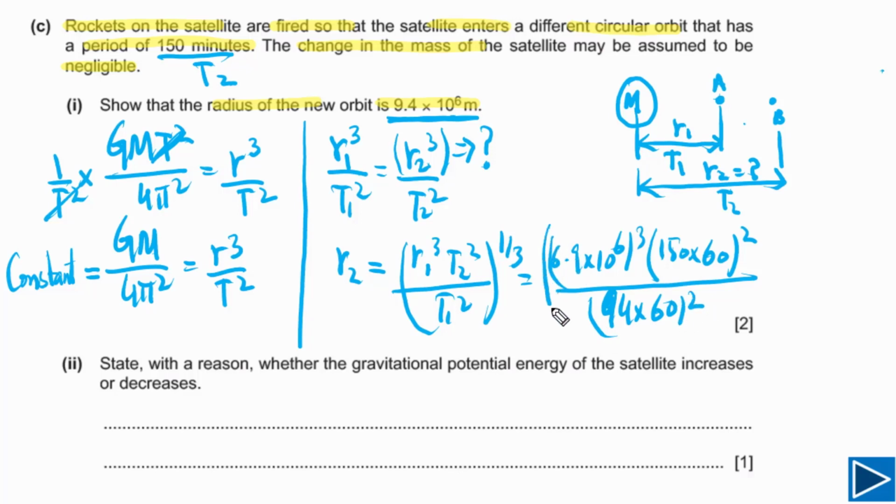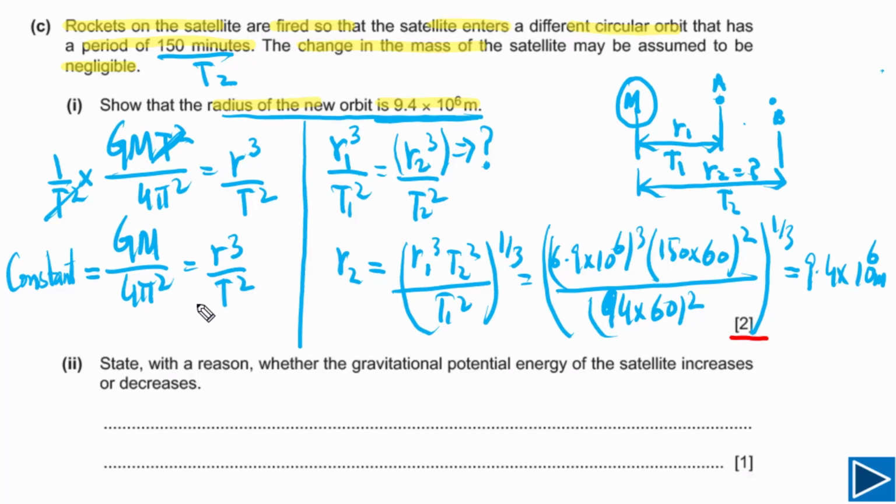Square of that. Then we need to take the cube root of this. If we take the cube root, our final answer will be equal to 9.4 times 10 to 6 meters. And this is what we need to show, that the radius of the new orbit is equal to 9.4 times 10 to 6 meters. This question has 2 marks.